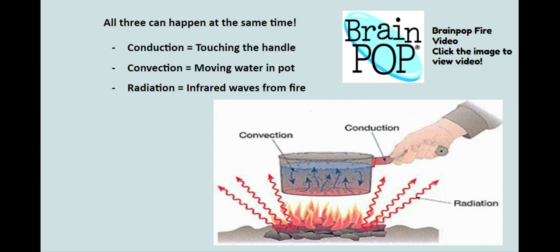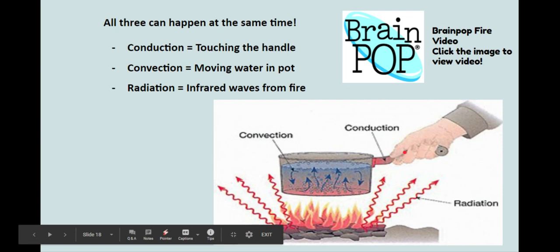So if you guys start asking, well, what about this? Well, what about this? You might actually come up with some examples of conduction, convection, radiation where more than one thing is happening. Here's a great one. This one is conduction because the person is touching the handle. It's convection because the water is moving in a cycle, hot water rising, cold water sinking, hot water rising, cold water sinking. And it's also radiation because it's giving off these radiation waves. So if I put my hand over here next to the fire, I'd still be able to warm myself up because of the radiation from the fire.